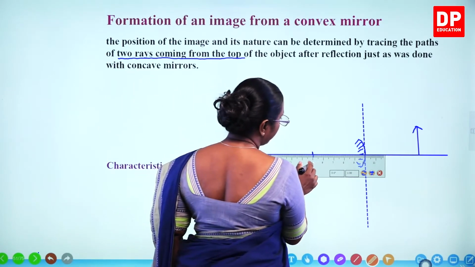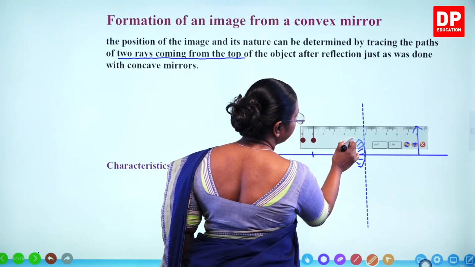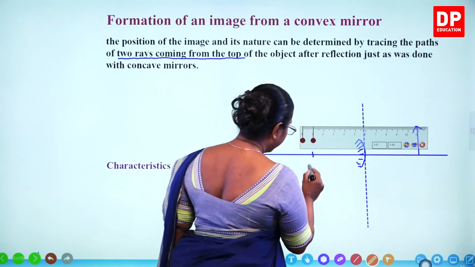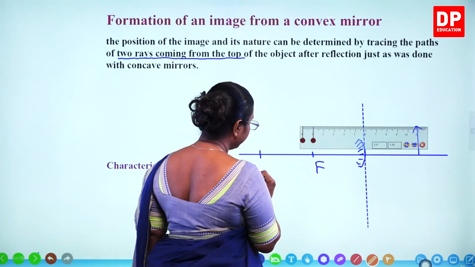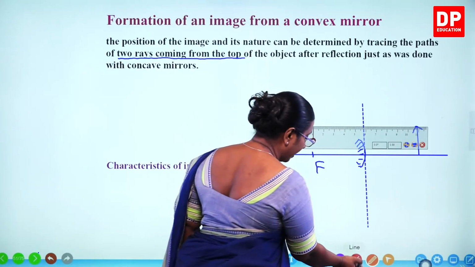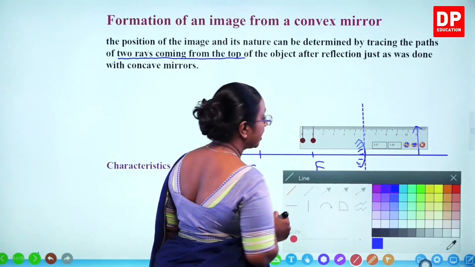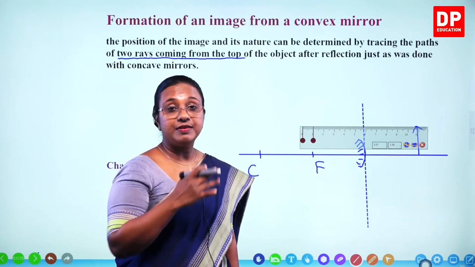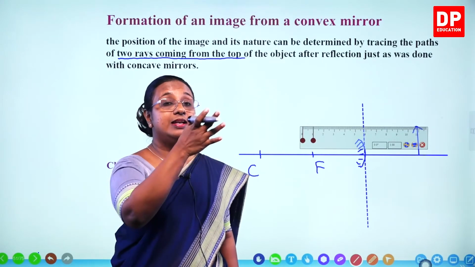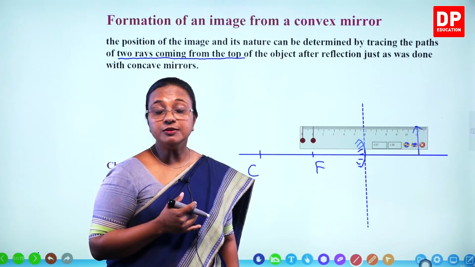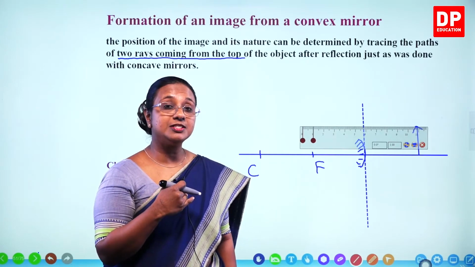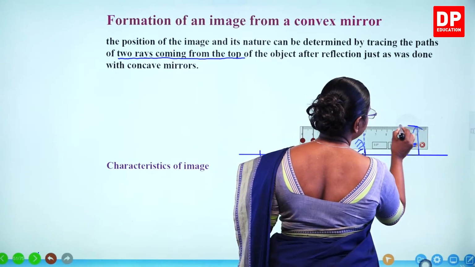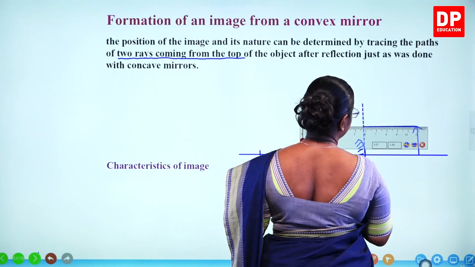We have to draw a ray. I will take a ray that is coming parallel to the principal axis. So a ray, before that I'll mark the points F and C. A ray coming parallel to the principal axis. How does that reflect? It reflects away, it diverges, but the divergent ray goes through the focal point. When you extrapolate the divergent ray, it has to go through the focal point.